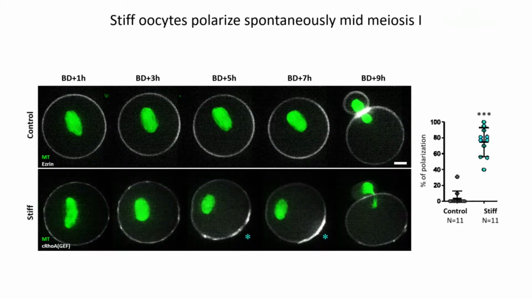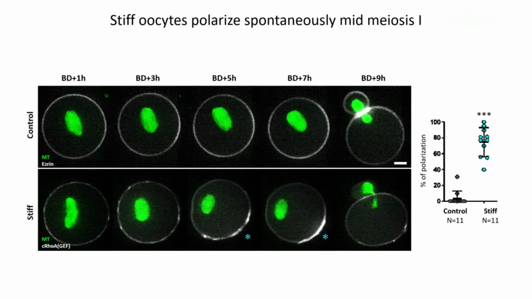In stiff oocytes, on the contrary, you start seeing some patches of accumulation of the probe, the ROAGF, which again is a readout for myosin 2, here. And these patches are progressively coalescing into one big region of polarization here that is always away from where the division will occur, as you can see here. And this is a very penetrant phenotype, because all oocytes expressing this probe are going to be stiff and will divide and polarize that way.